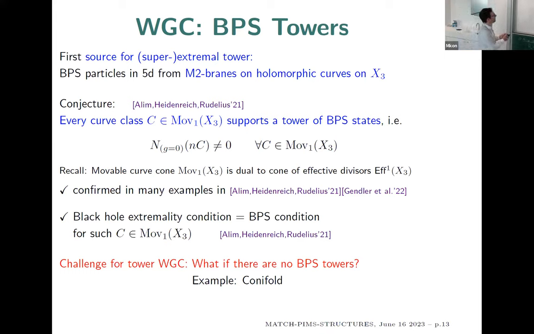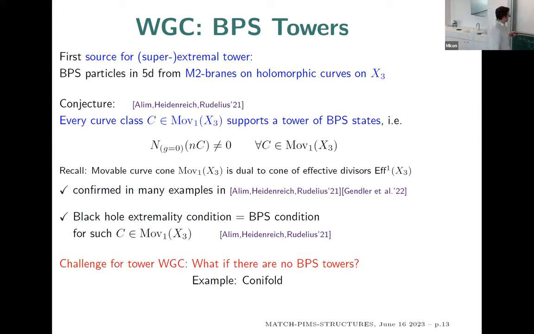It has been confirmed in an overwhelming number of examples of compact Calabi-Yau threefolds in these two papers. And there's also good reason why this should hold, because as also discussed by Gendler and friends, for those curve classes, the associated particles are BPS, and the BPS condition is the same as the black hole extremality condition, it turns out. This is a non-trivial statement. They show this by BPS flow. And they show that for these curves in the movable cone there always exists a nice endpoint of the flow, and that in fact the BPS condition equals the extremality condition, which is not always true when you have scalar fields. So therefore, it is expected that since the black hole exists, the particle should also exist, and hence the invariant should be non-zero. So this is an interesting project by itself to try and prove this from a purely mathematical point of view.